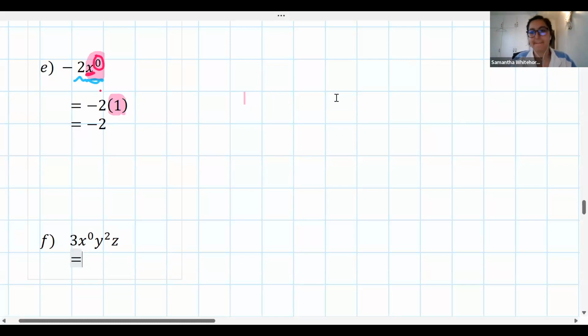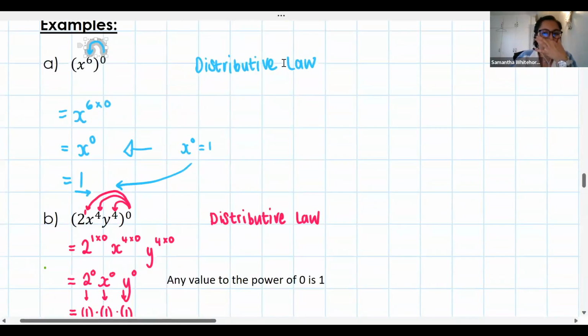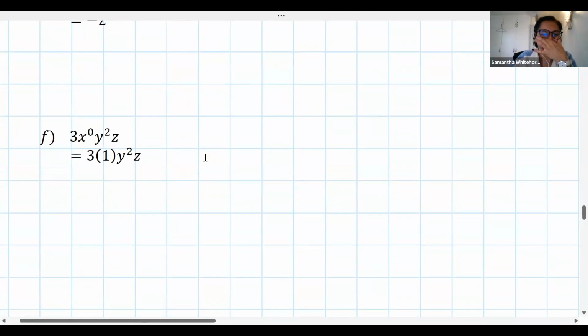Yes. Okay, ma'am. So you leave the 3 by itself. Good. And then you say the x to the power of 0 equals 1. Good. Then you leave the y to the power of 2 and the z. Good. So what is that? It will equal 3y to the power of 2 and z.